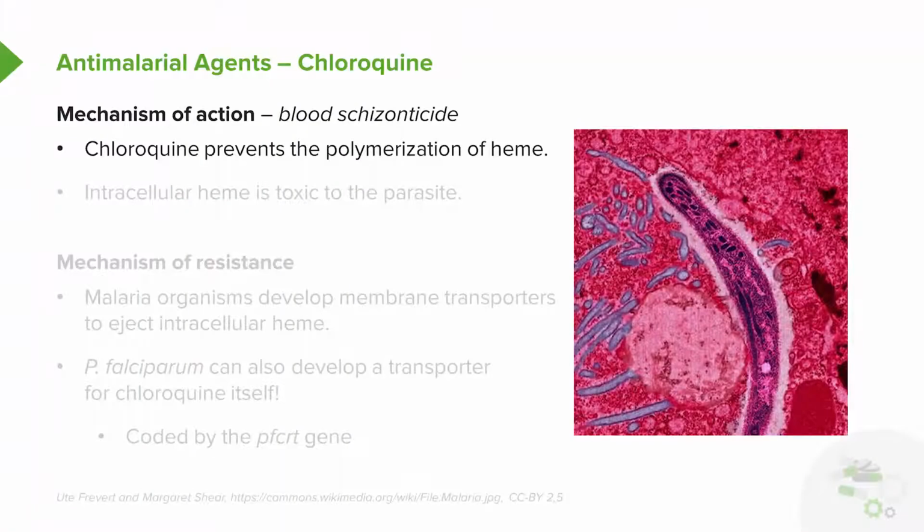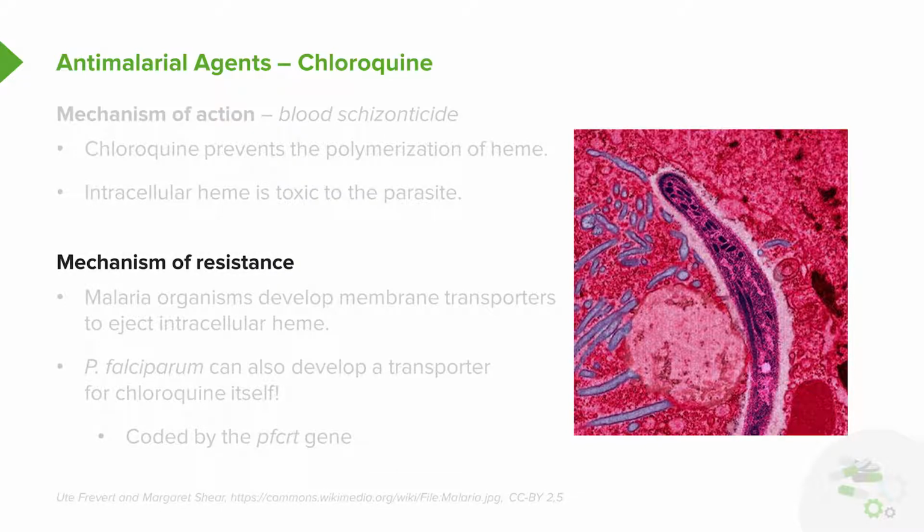The most well-known of the anti-malarial agents is chloroquine. It was one of the first ones developed, and it's still used in many countries today. Now, chloroquine prevents the polymerization of heme. Remember that intracellular heme is toxic to the parasite, so any presence of heme can actually kill the organism.